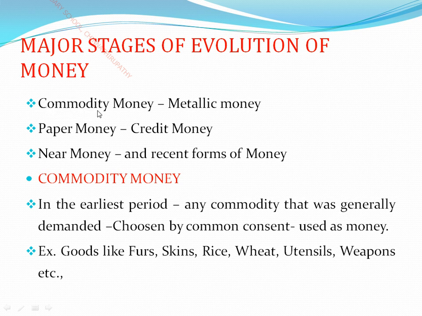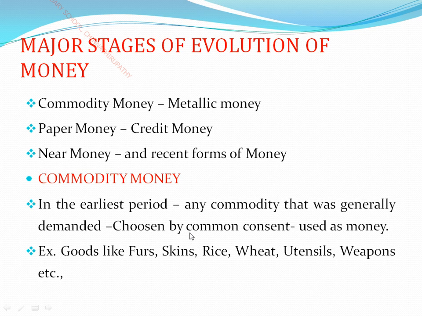In the early period it is known as commodity money and metallic money, and later it took the form of paper money, and afterwards it took the shape of credit money, and next near money, and the recent form of money that we are all enjoying till now as an instrument. Okay, regarding this we are going to learn very briefly here. Okay, children, see here, commodity money.